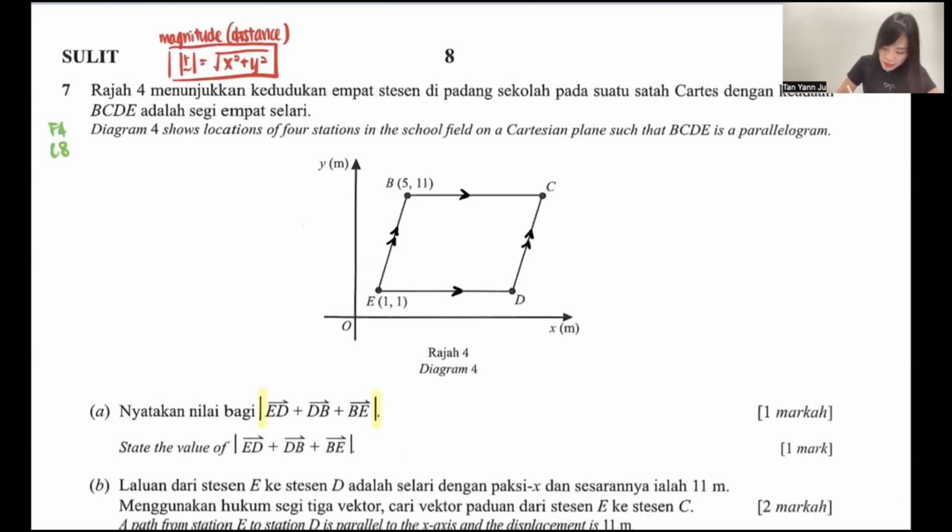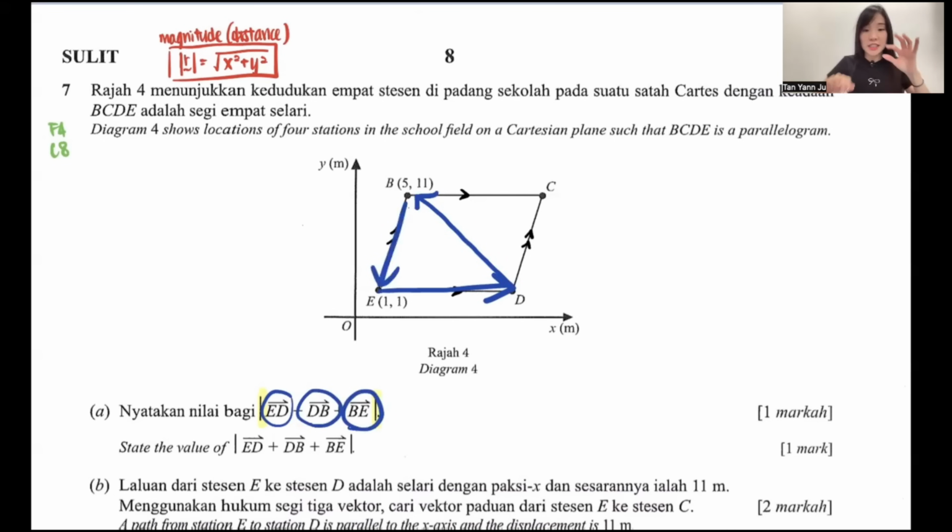So now this question says ED. ED, guys, that means E go to D, okay? Then DB, that means after E goes to D, your D will go to B. Then after that, BE, that means B goes to E. So guys, the sequence is very important. That means E, you go to D, D, you go to B, B, you come to E.